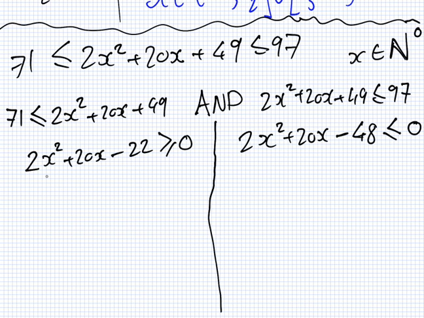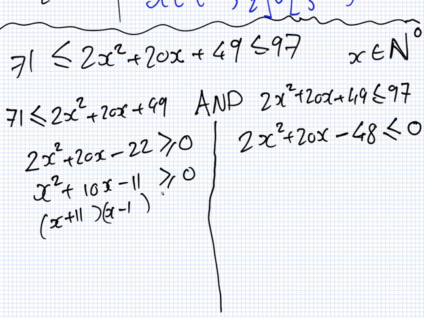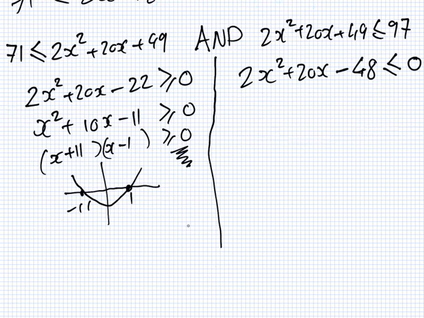Okay. Here I can divide by 2, and so I have x plus 11 and then x minus 1. So if I draw this, here is my 1 and here is my minus 11, and I want it to be positive, so that means I have x is smaller than minus 11, or x is bigger than 1.